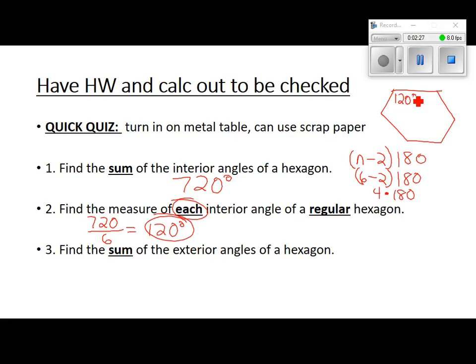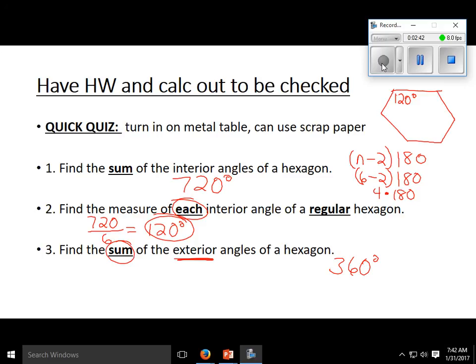Number 3, find the sum. This time we're doing exterior angles. Sum of the exterior angles of a hexagon. Yeah, you just want the answer on the board. Right there next to the screen. Exterior angles equal 360. Divided by n.